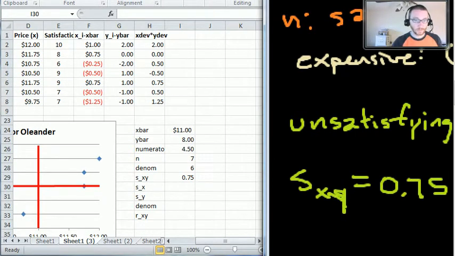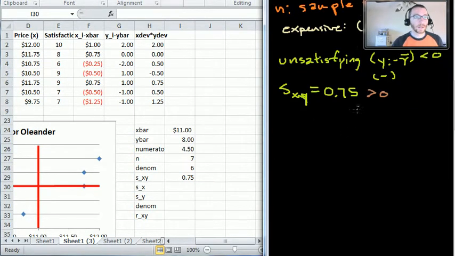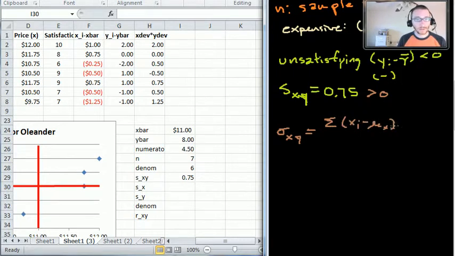If we wanted to calculate the covariance in the population, we can do that. Or we could at least specify what it is. That's going to be sigma sub xy equals the sum of xi minus mu x times yi minus mu y, all over big N.